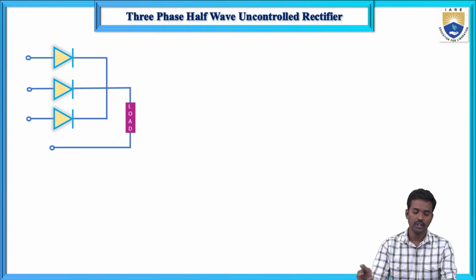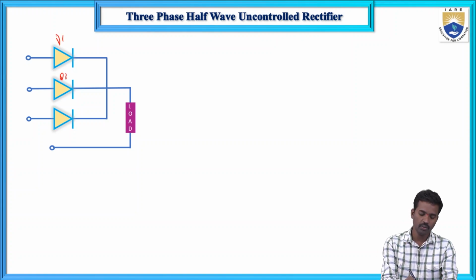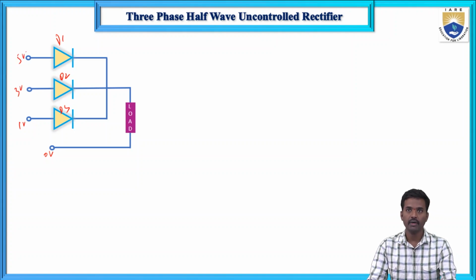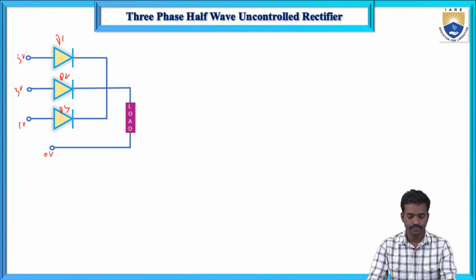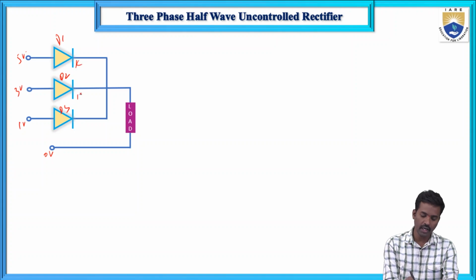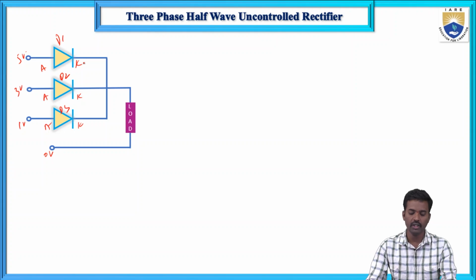Before explaining this, the three-phase half-wave uncontrolled rectifier uses three diodes D1, D2 and D3. Here this is the ground voltage, zero. The voltages are 1 volt, 3 volts and 5 volts. Here is one load. Here are the anode and cathode of D1, the anode and cathode of D2, and the anode and cathode of D3. My question is, which diode will conduct first?